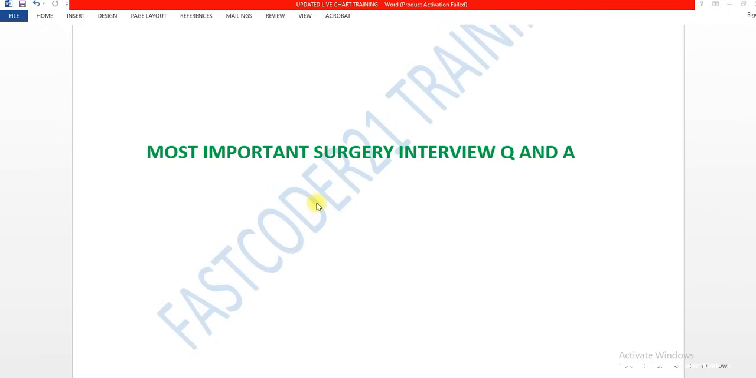Okay. What are the common fracture types? Closed and open, displaced and non-displaced. Yeah, perfect. So those are correct.